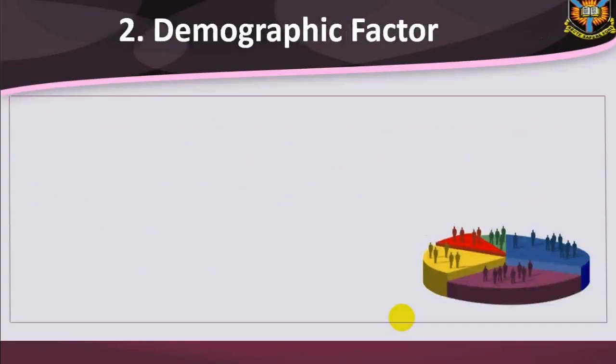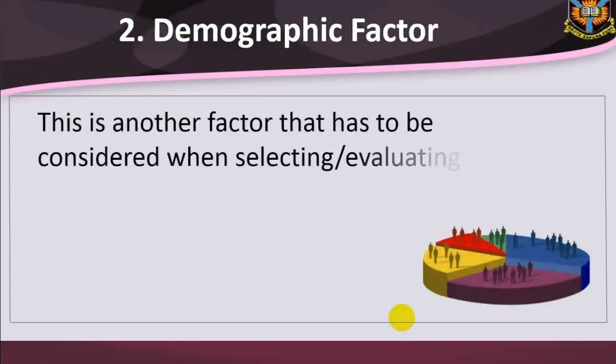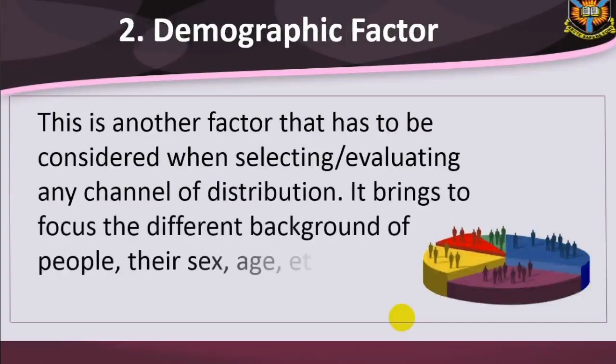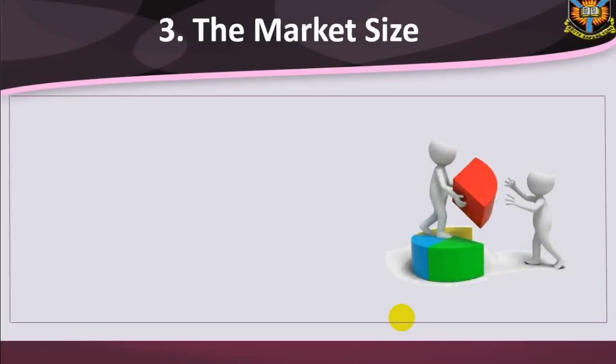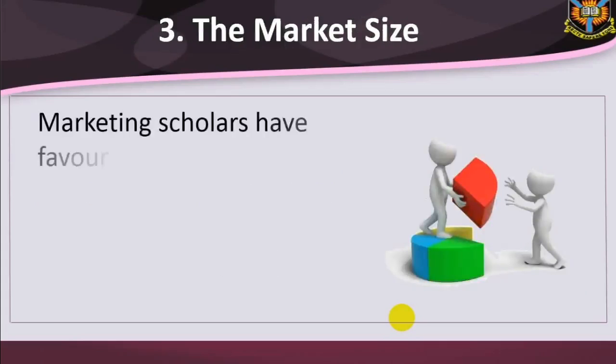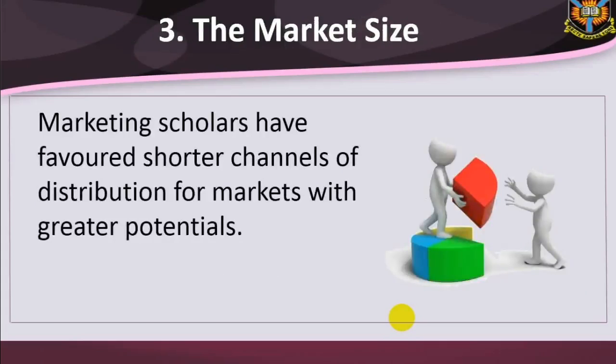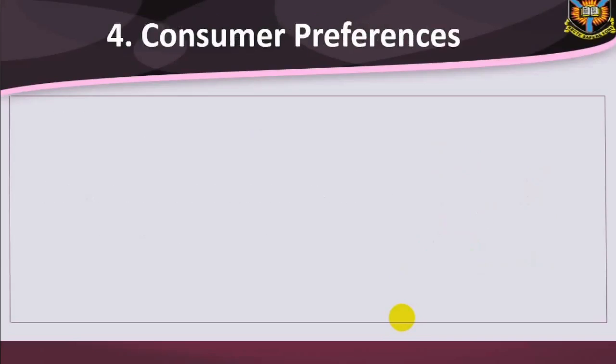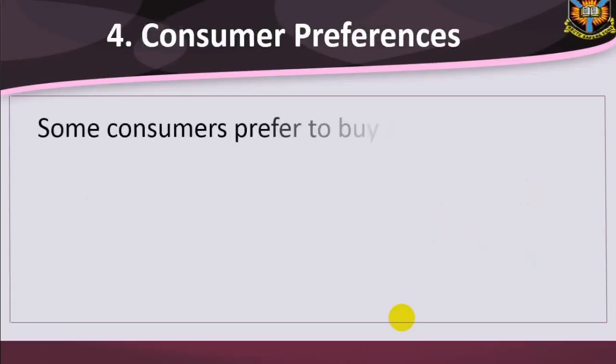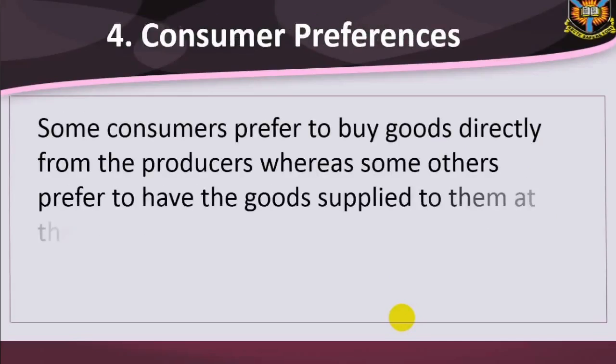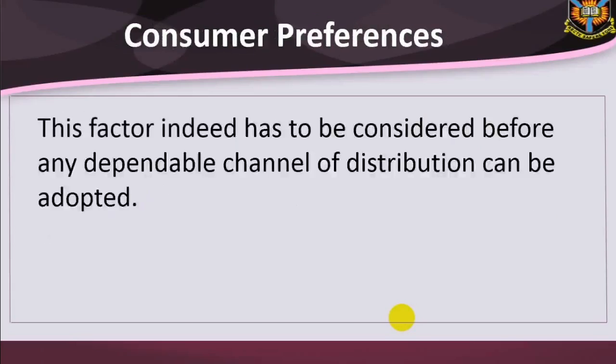2. Demographic factor. This is another factor that has to be considered when selecting and evaluating any channel of distribution. It brings to focus the different backgrounds of people, their sex, age, and so on. 3. The market size. Marketing scholars have favored shorter channels of distribution for markets with greater potentials. 4. Consumer preferences. Some consumers prefer to buy goods directly from the producers, whereas some others prefer to have the goods supplied to them at their doorstep. This factor indeed has to be considered before any dependable channel of distribution can be adopted.